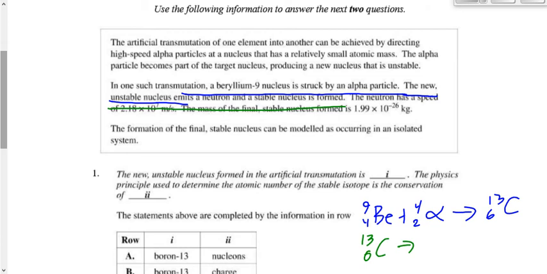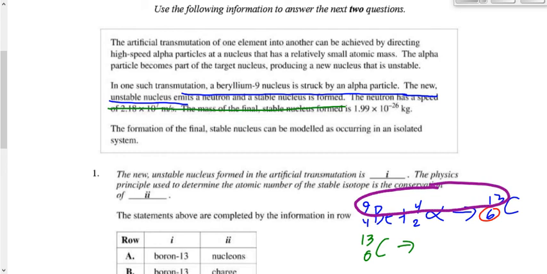All right, next part of the question says the physics principle used to determine the atomic number of the stable isotope. So we're trying to determine what this 6 is, this atomic number right here. Is it going to be conservation of nucleons or conservation of charge? What's a nucleon? We were talking about fission and fusion yesterday. We defined a nucleon. Philip, what's a nucleon? Yeah, it's a proton or a neutron. So if we're trying to balance the protons and neutrons together, in other words, the nucleons, we'd be doing that up here, right? That would be conservation of nucleons.